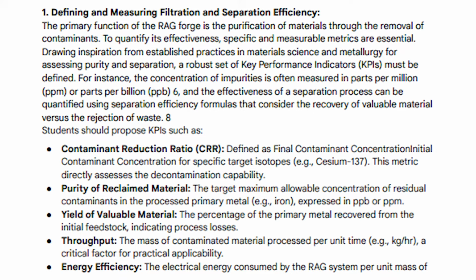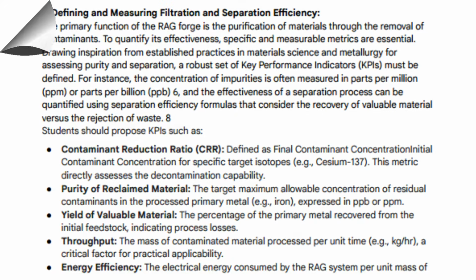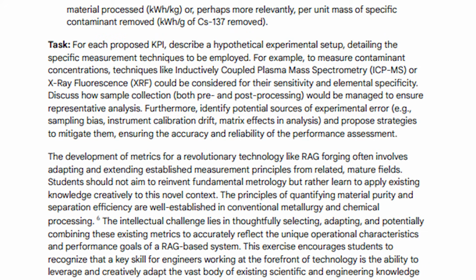Throughput, the mass of contaminated material processed per unit time, e.g., kilograms per hour, a critical factor for practical applicability. Energy efficiency, the electrical energy consumed by the RAG system per unit mass of material processed, kilowatt hours over kilograms, or perhaps more relevantly, per unit mass of specific contaminant removed, kilowatt hours over grams of cesium-137 removed.